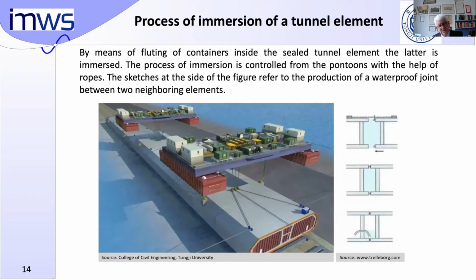Now, a few comments on the process of immersion of the tunnel elements. By means of flooding of the containers, you can see them here, inside the sealed tunnel element, the latter is immersed. The process of immersion is controlled from the pontoons with the help of ropes. The sketches at the side of the figure refer to the production of a waterproof joint between two neighboring elements.